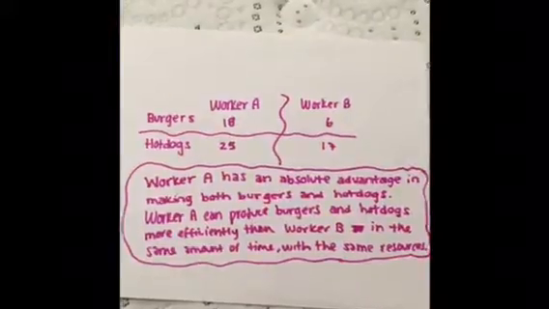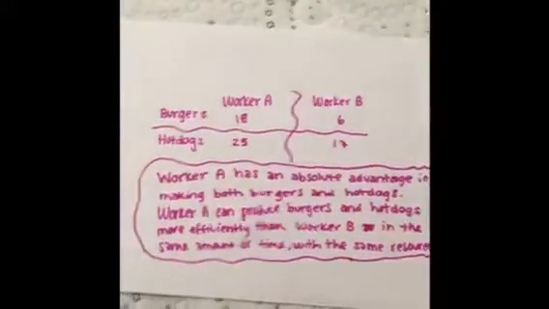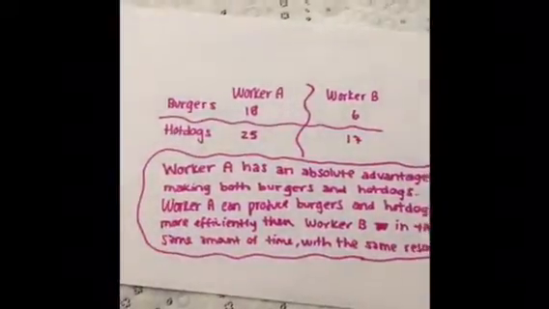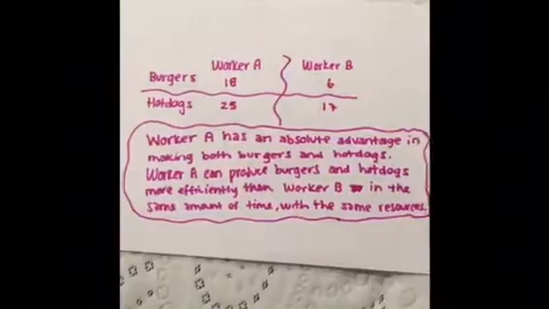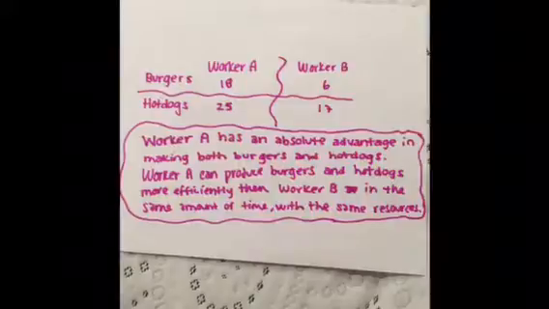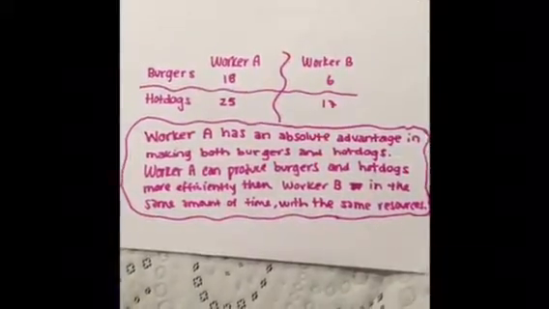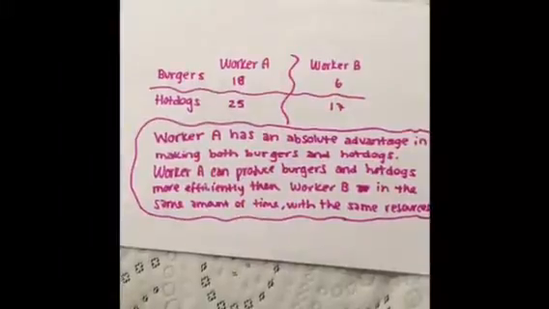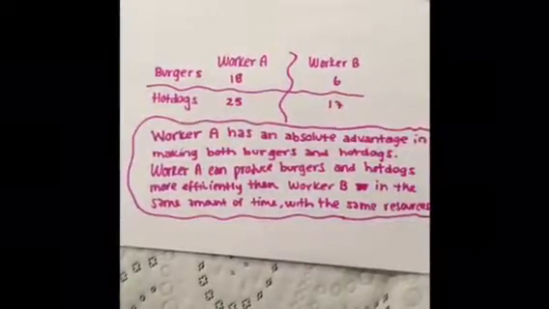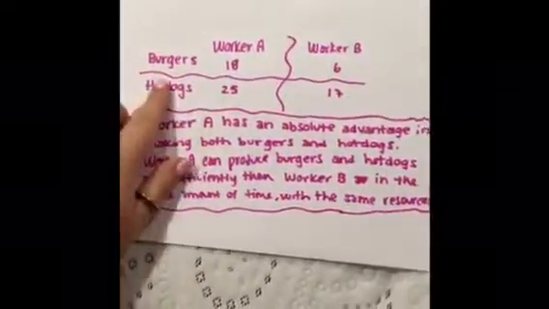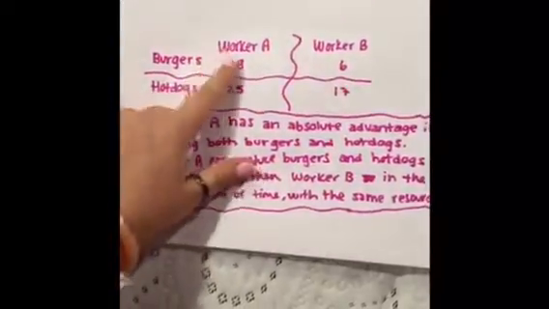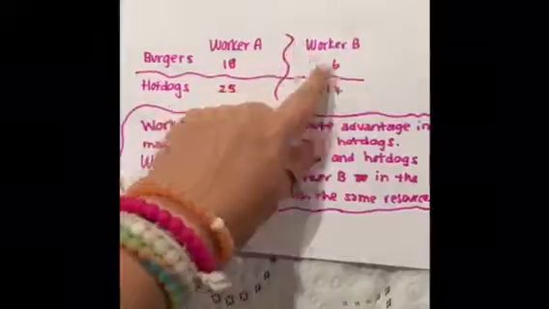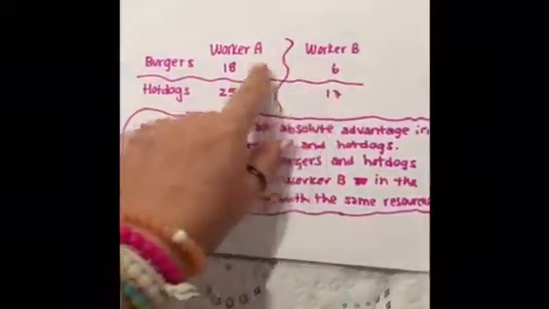And this chart is basically just presenting two different workers that are doing the same thing in the same amount of time with the same resources. Okay, so assuming that worker A and worker B both have the same amount of resources and are both allotted the same amount of time, presented is that worker A can make 18 burgers in this allotted time and worker B can make 6 burgers in this allotted amount of time.